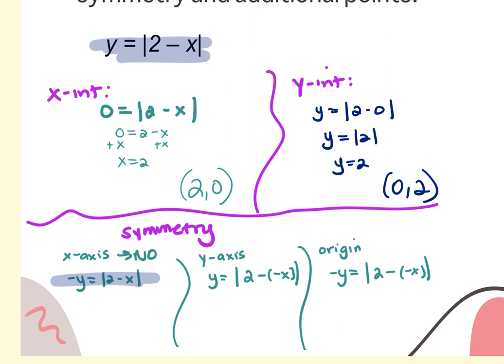Go to the second one. Is there something to simplify there? What happens to 2 minus a negative x? It becomes 2 plus x. Does that equal the original? No. Is everything the opposite? No. So again, this is a no. It's not symmetric to the y-axis either.